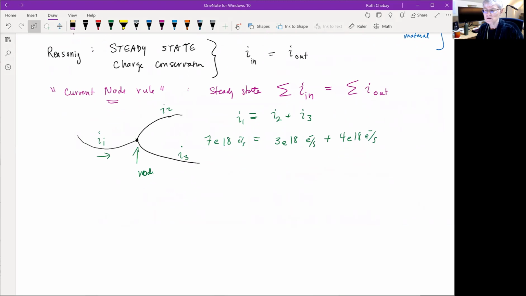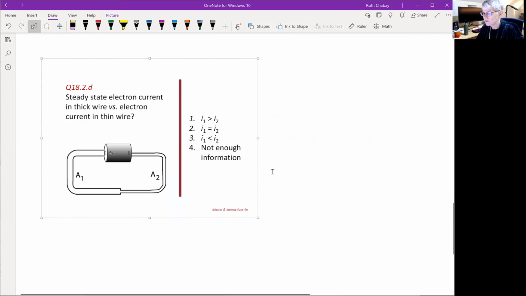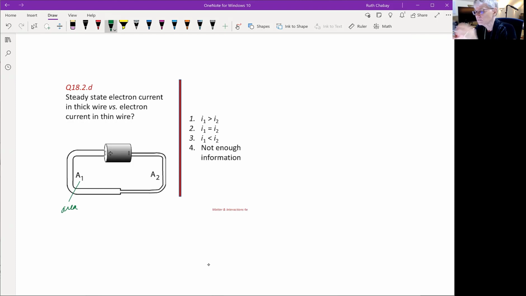Okay. So is the current always going to be the same everywhere in a steady state circuit? Let's just apply what we've been talking about to this. So here we have a circuit, and the wires are drawn with some thickness so you can see the diameters of the wire. Wire one on the left has a cross-sectional area A1, and the wire on the right has the area A2. Let's think about, from what we've seen, what has to be true in this circuit in the steady state.